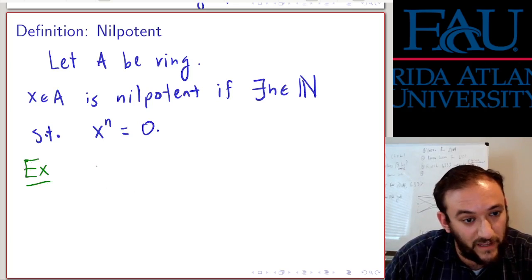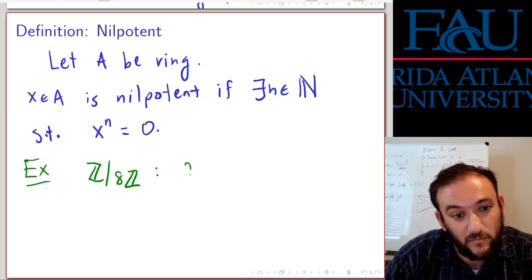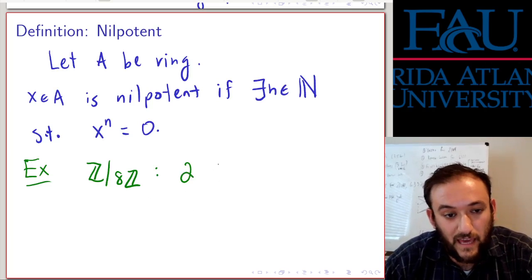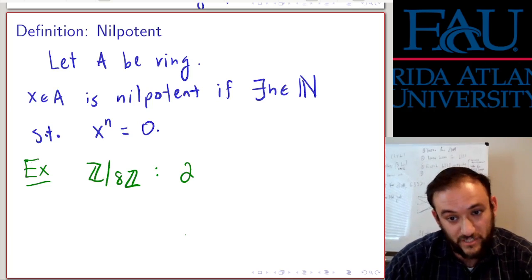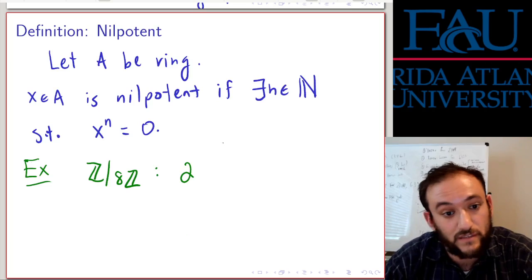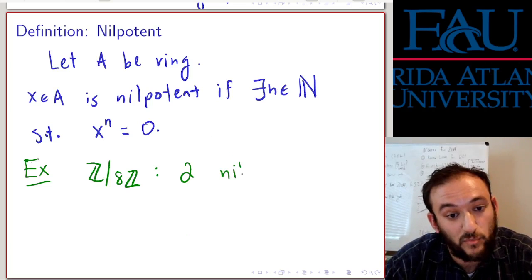So if you have the ring Z mod 8Z, then the element 2 is a nilpotent element, because when you raise it to the third power, you get 8, which is in the equivalence class of 0 in this ring. So 2 is nilpotent.